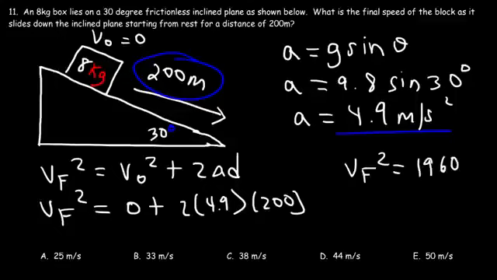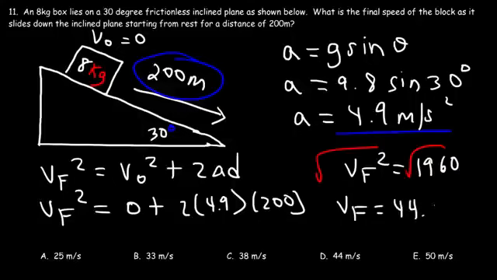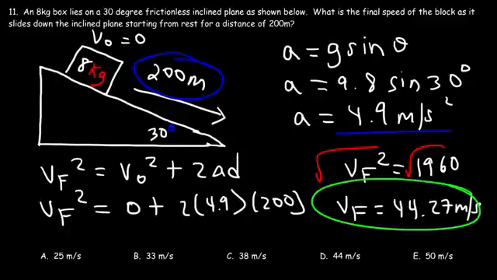Now the next thing we need to do is take the square root of both sides. So the final speed is 44.27 meters per second. So that's the answer, which matches answer choice D.